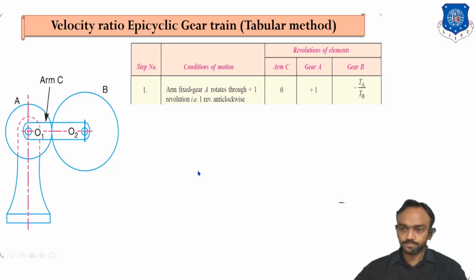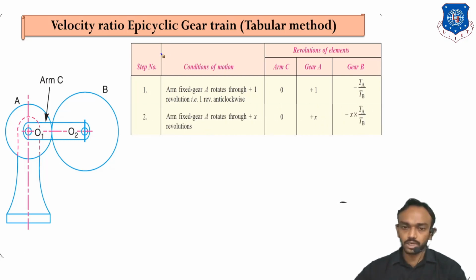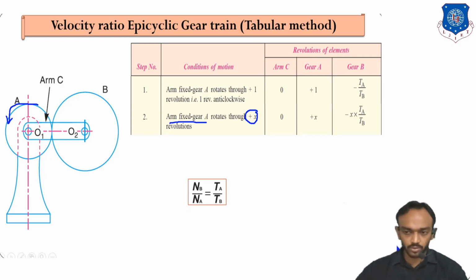After that, in the second row, the arm is fixed, again the same condition, but the revolution of A is some x. If A revolves x revolutions, what will be the RPM of B? Simply it will be multiplied by x. Why? Because you know the relation NB upon NA is equal to TA upon TB. If the RPM of A is equal to x, you write x here, so NB will be x multiplied by TA upon TB, and you can find this.